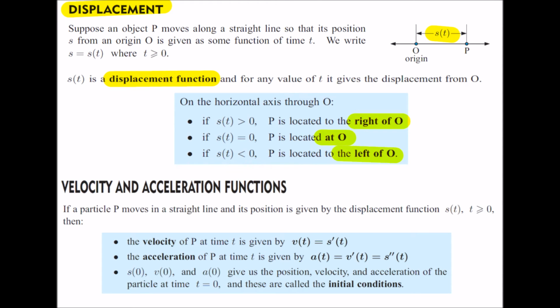And if we are given the displacement function s of t, from this we can define the velocity and acceleration functions. Now, the velocity is the rate of change of displacement with respect to time. So that means the velocity of the particle P at any time t would be given by v of t, which is the first derivative of s of t, the derivative of the displacement function.